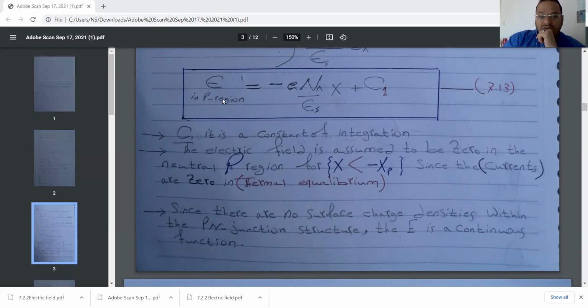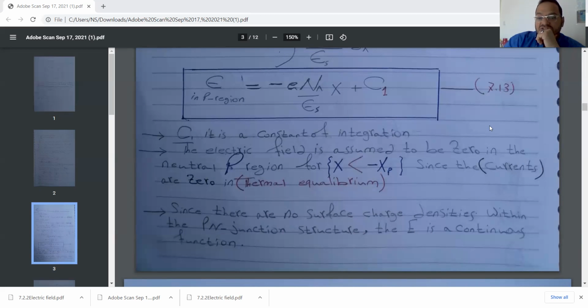Okay, let's keep going. To find the integration constant, we deal with the electric field in the neutral region. For x smaller than minus the width in the p region, the electric field will be 0, since the currents are 0 in thermal equilibrium. That's important when we're dealing with the neutral region. That means here the electric field will equal 0.